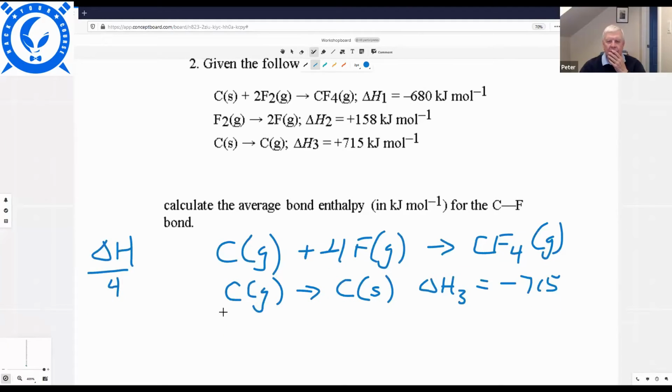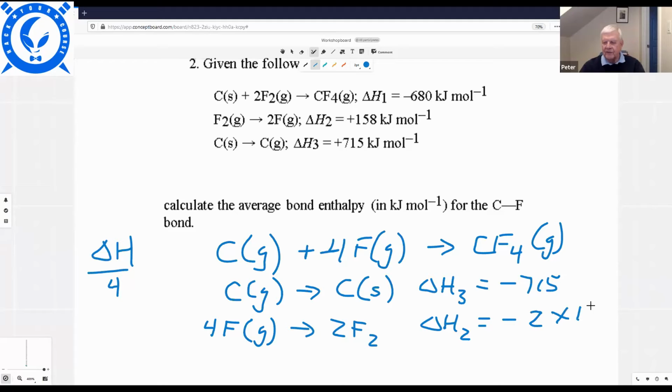All right, I want 4 fluorine atoms on the left-hand side. So I can flip the second equation around, but I have to multiply it by 2. So then I would write 4 fluorines as a gas goes to 2F2, and the delta H2 in this case now not only has to be flipped around, but also has to be multiplied by 2. So it's minus 2 times 158 kilojoules per mole.